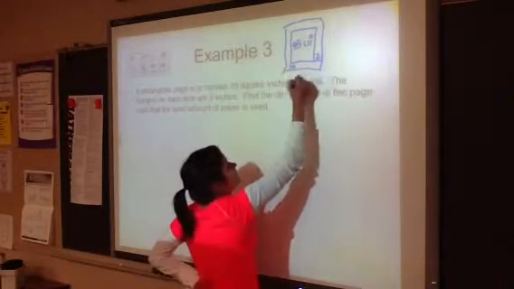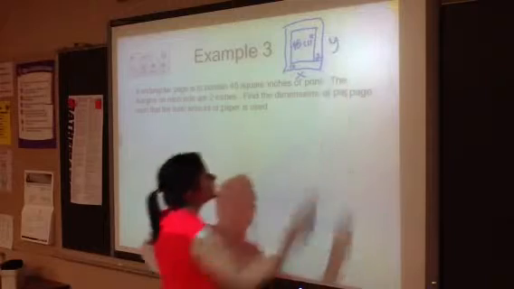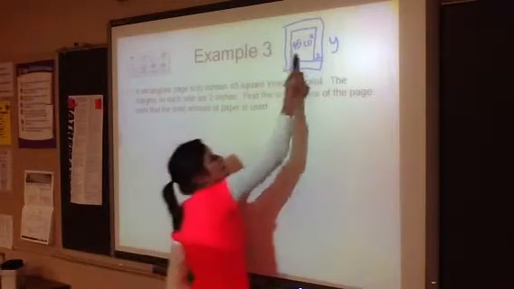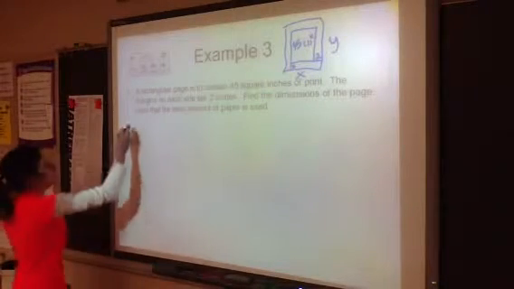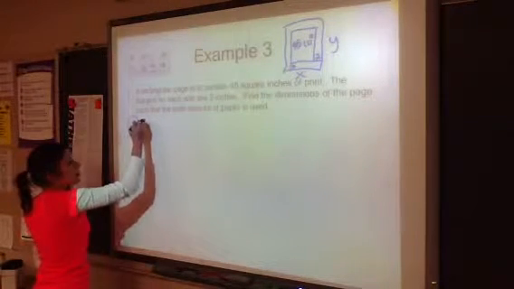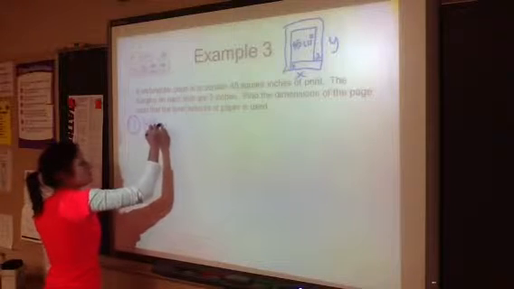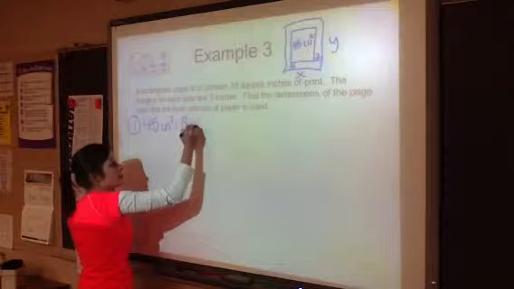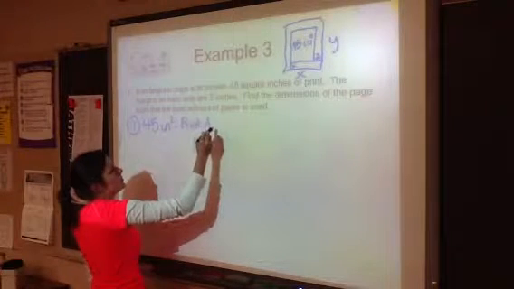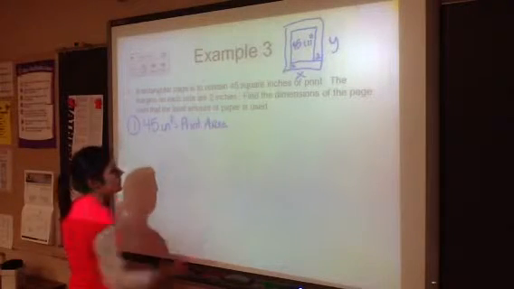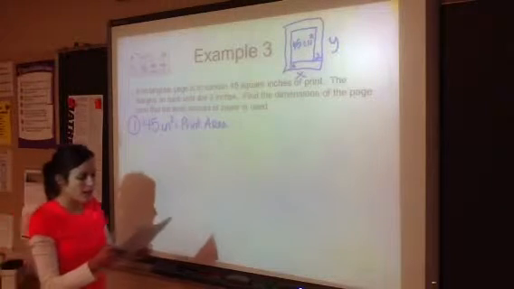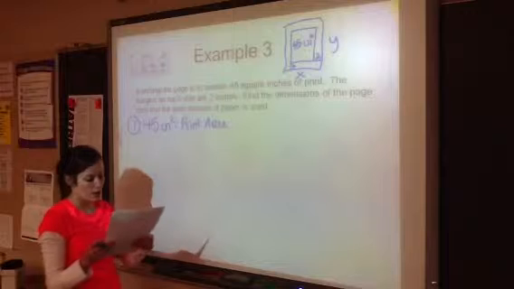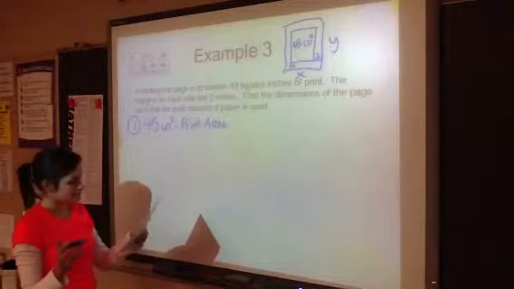So I'm going to label this X and this Y. Alright, so what do we know? We know the area of our printable space. So step 1, we know that our area is 45 square inches. But that is our printable area, not the area of our paper, but our printable area. So, if that is our printable area, we need to write an equation for that.